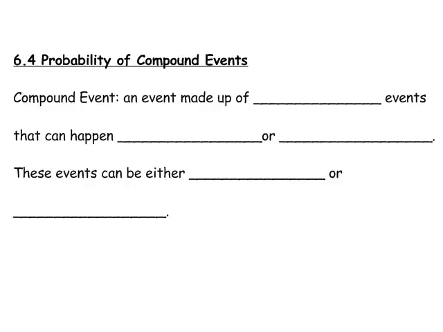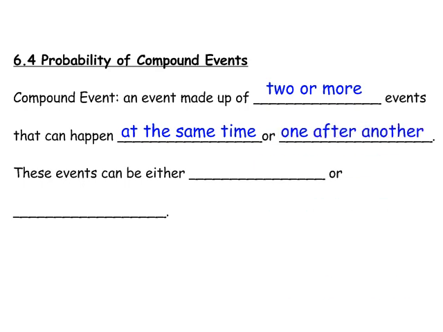This lesson is on the probability of compound events. A compound event is an event made up of two or more events that can happen either at the same time or one after another. These events can be either independent or dependent.